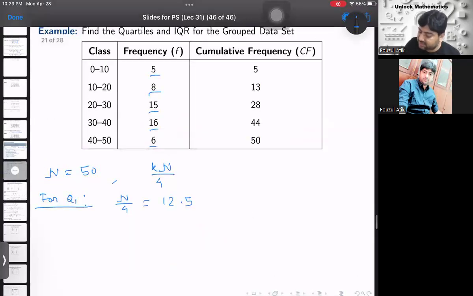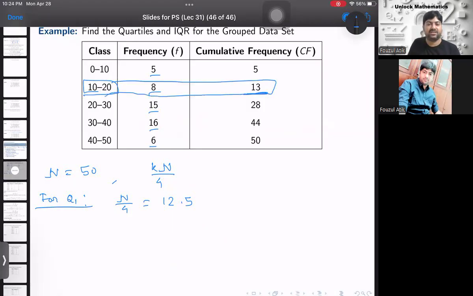Now see, which class has cumulative frequency greater than or equal to N by 4? It is this class, right? So the Q1 class is this one, where the cumulative frequency is just greater than or equal to N by 4. Therefore, we can get the other values.